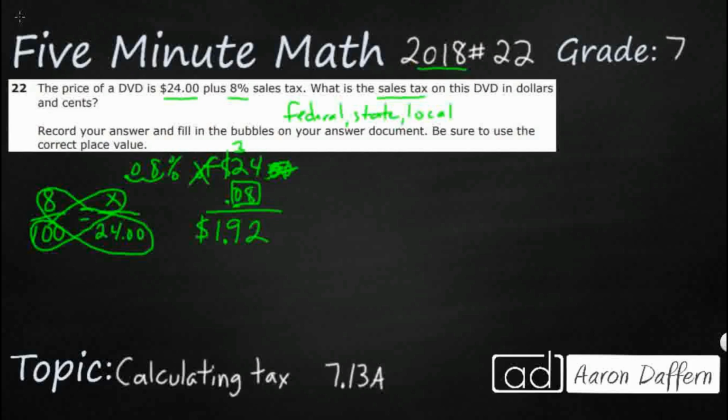And so if we wanted to find the total cost, we would add the 1.92 to the 24, but we're not looking for total cost. We're just looking for the sales tax. So we just need to bubble this in.